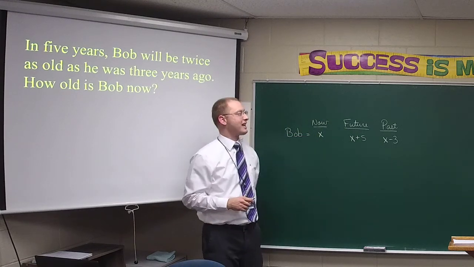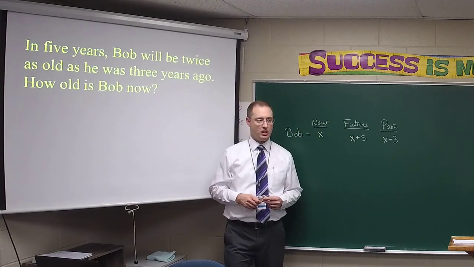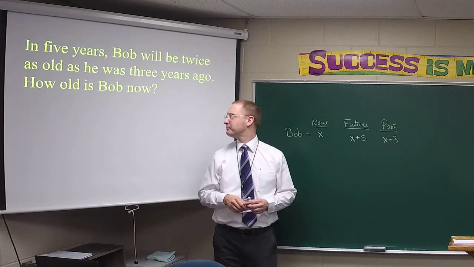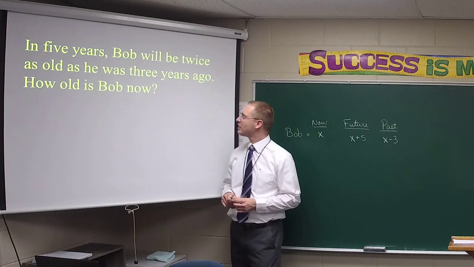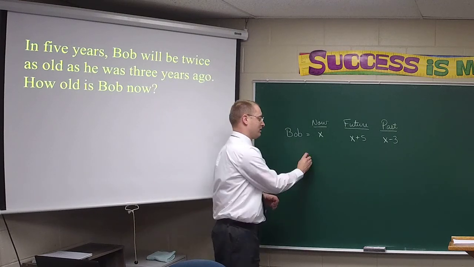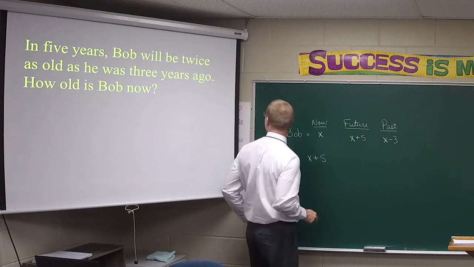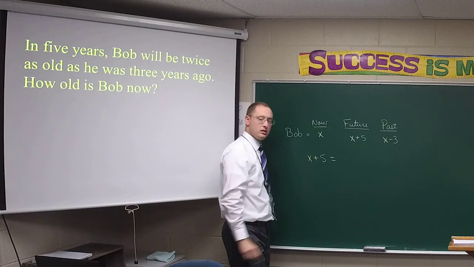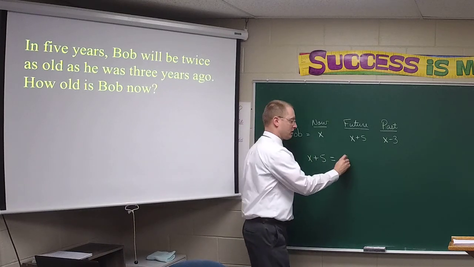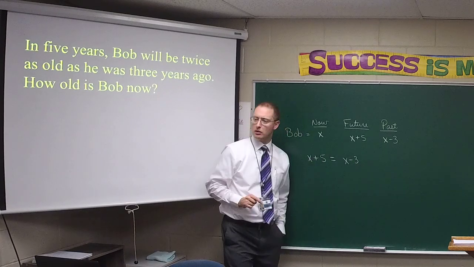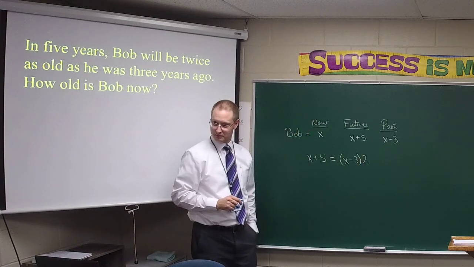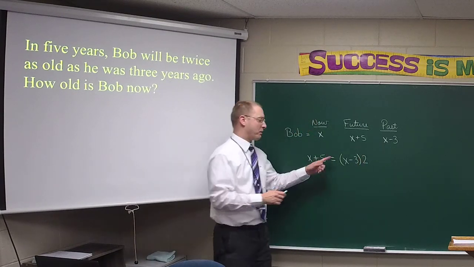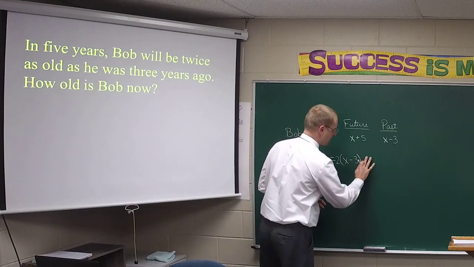The question is, how would I set up the equation? What do you think, Michael? Let's go with X plus 5 equals X minus 3 times 2. I'm going to go with that. I like it, other than I would have put the 2 before the X minus 3 instead of after.